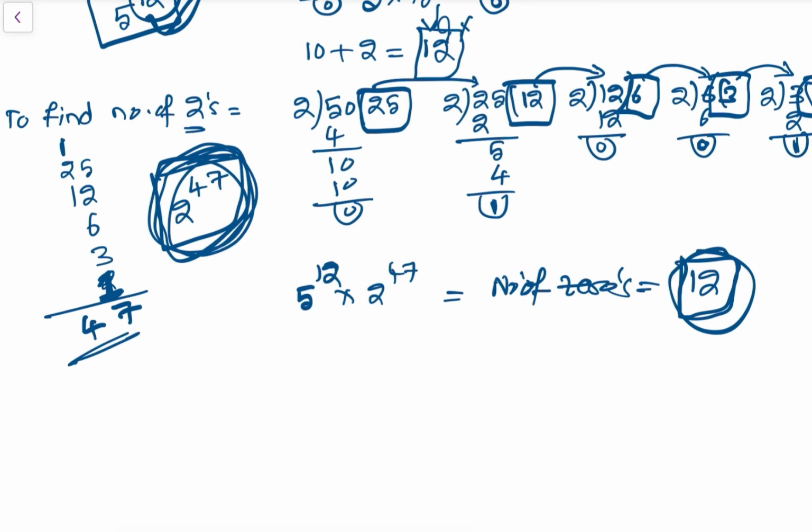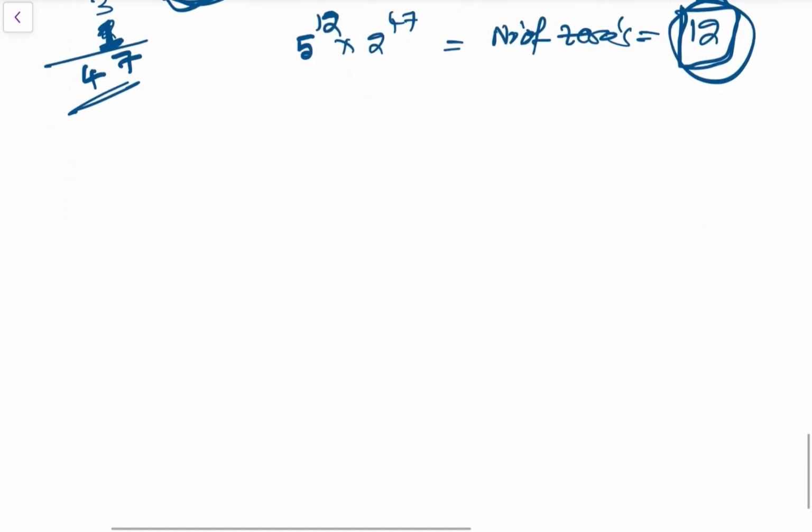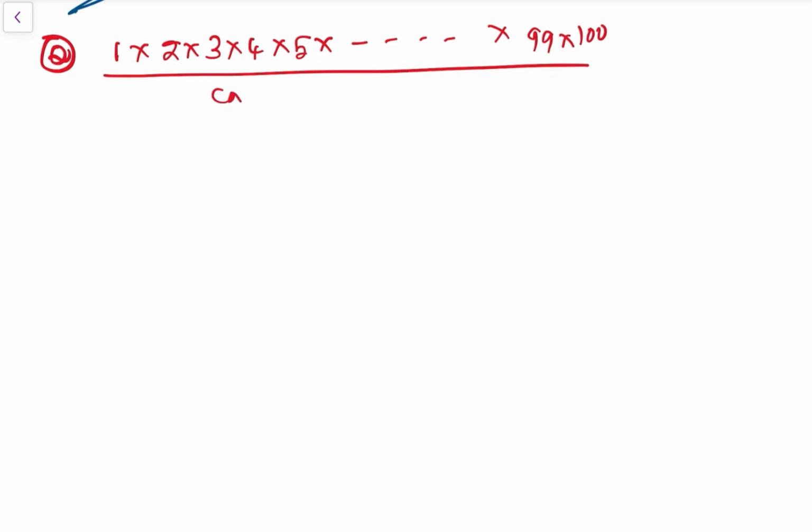Okay. So let's do one more question. We will get more clarity. Let's do the next question: the number of zeros at the end of the product 1 into 2 into 3 into 4 into 5 into so on into 99 into 100. So we know this is a consecutive series.